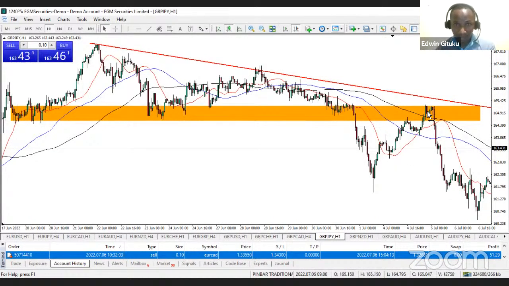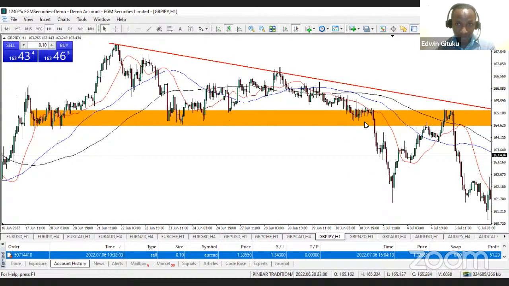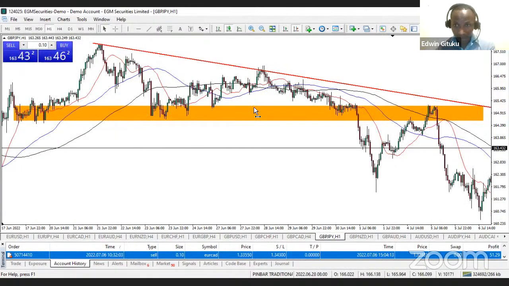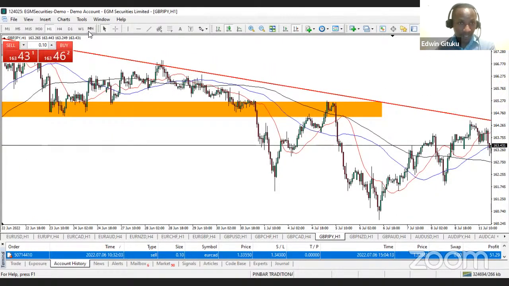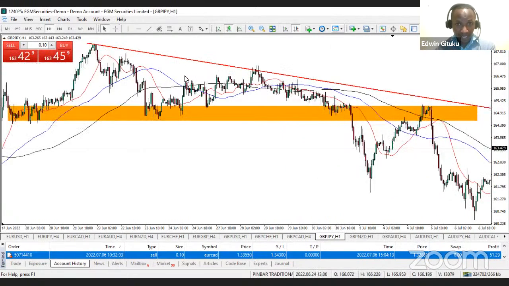Then here we would have a pullback. And when the price rose, it would come to retest the same zone where we had these two previous lows before further continuing to the downside based on the prevailing trend.